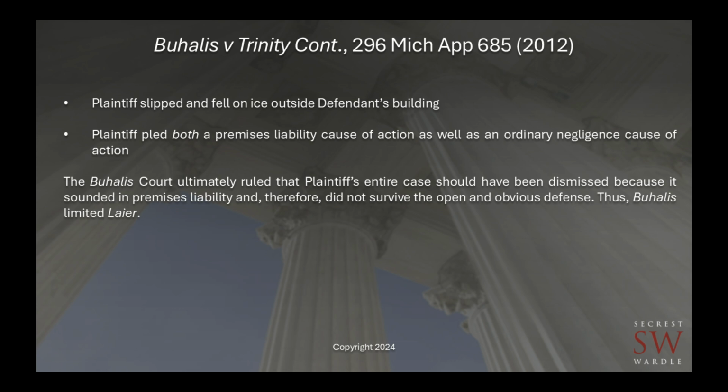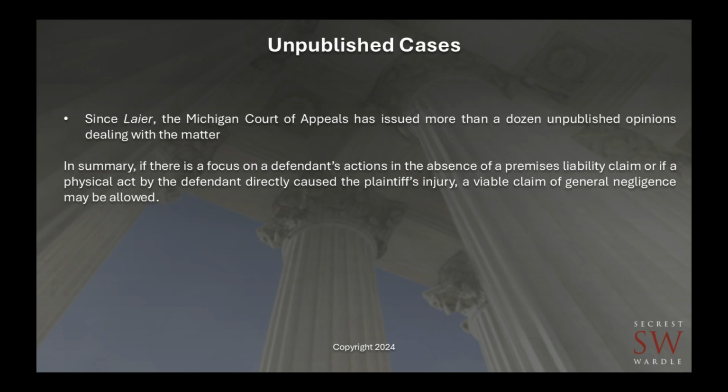Now, in Belulis, the Court of Appeals further stated, applying the rule to the facts of the case, the court held that though plaintiff asserted that Trinity's employees allegedly caused the dangerous condition at the time, this allegation does not transform the claim into one for ordinary negligence. Therefore, plaintiff's negligence claim is really a common law premises liability claim that the open and obvious doctrine disposed of.